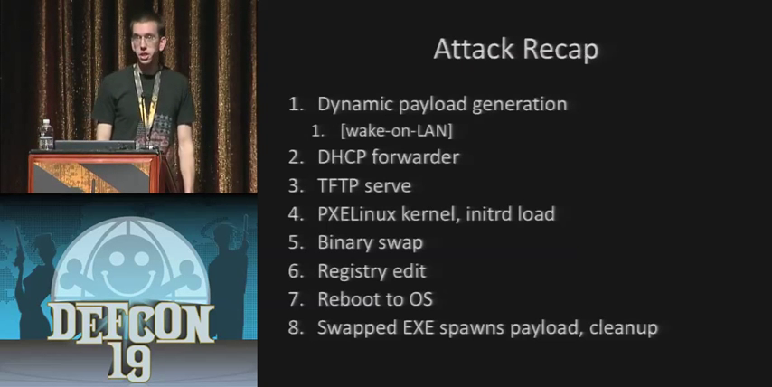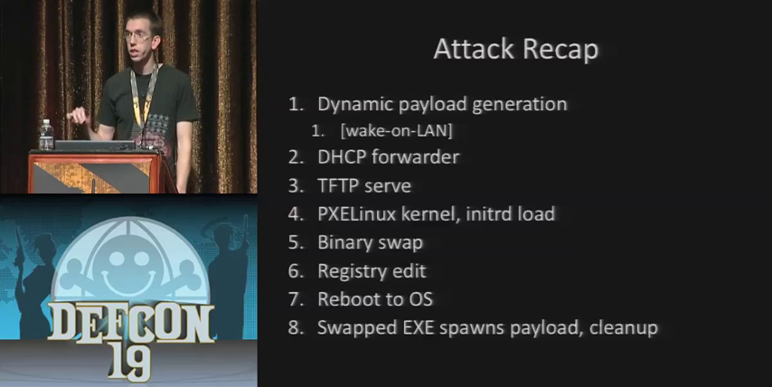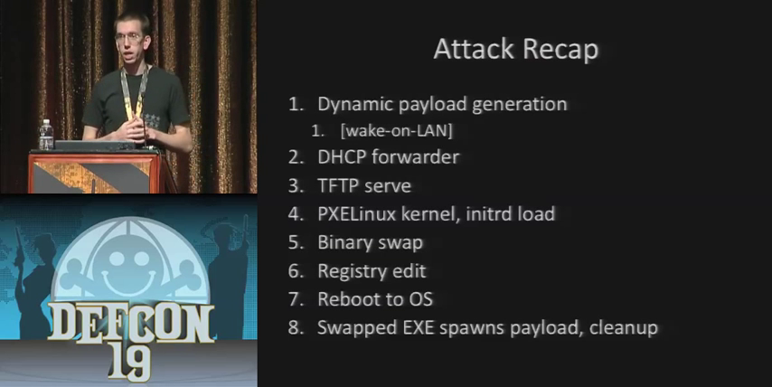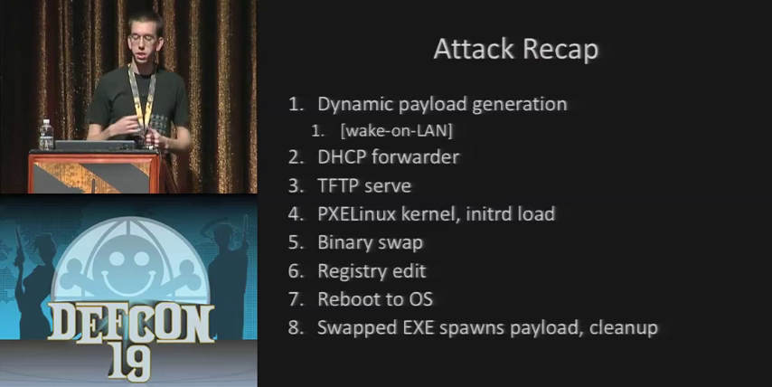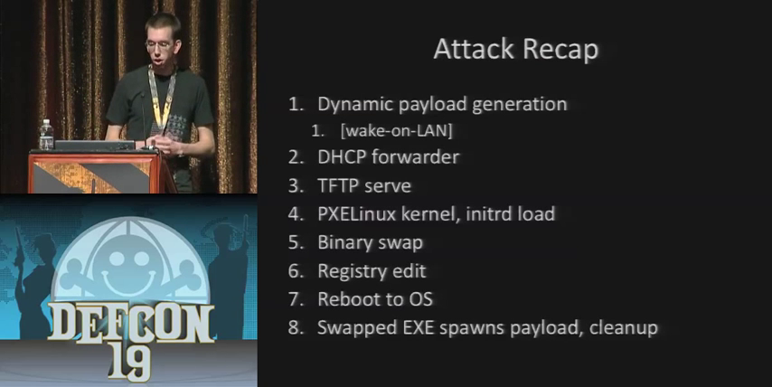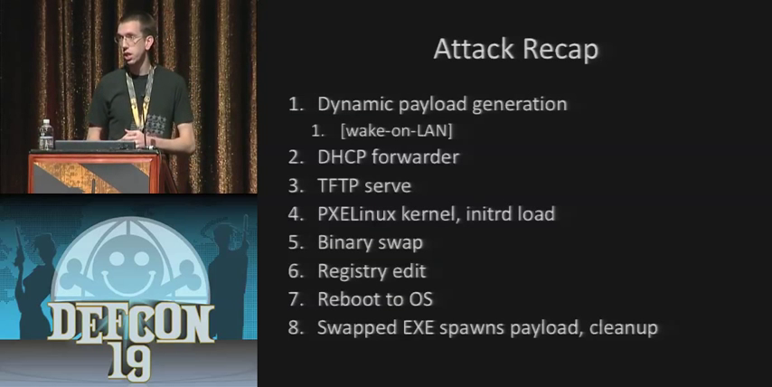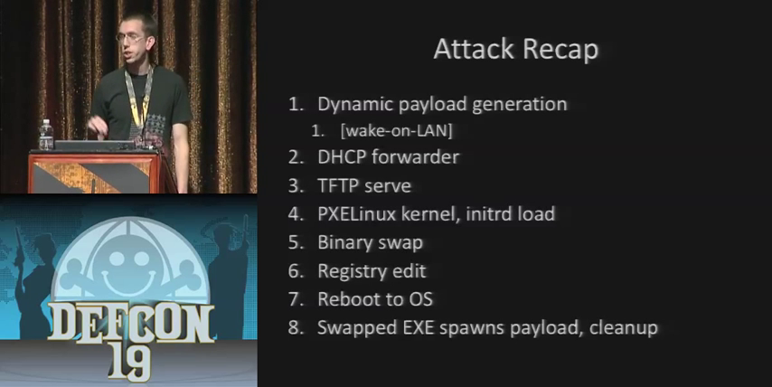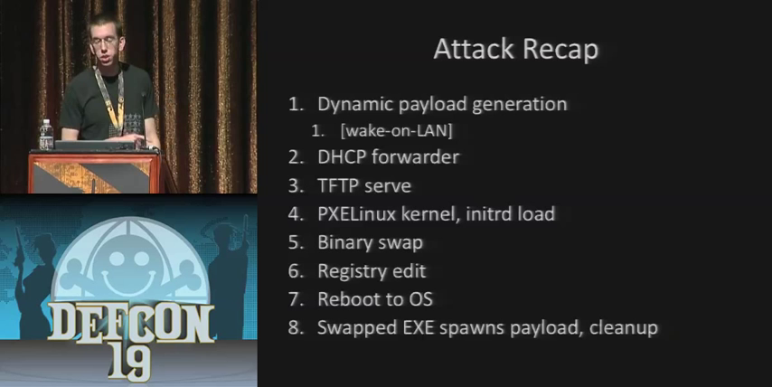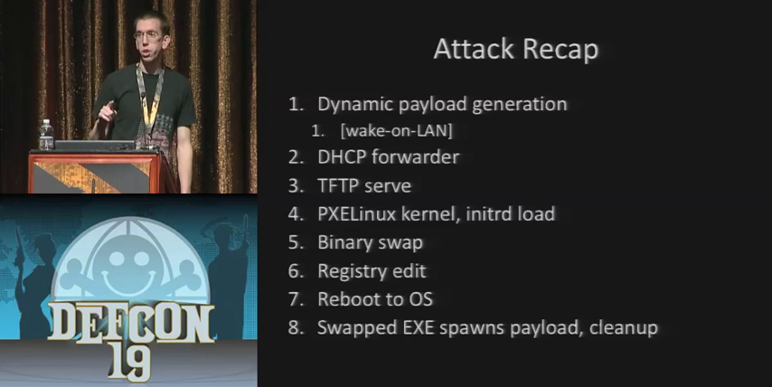So once again, here's our attack recap. We're going to go ahead and dynamically generate our payload if we want. The system boots. We could trigger that with Wake on LAN. DHCP acts, sends it to a TFTP server, which goes ahead, downloads the PXELinux image. That pulls down the configuration file. Kernel and initrd loads it. It reads the hard disk, swaps the binary, edits the registry to make sure it'll be run. Then it will reboot to the operating system.